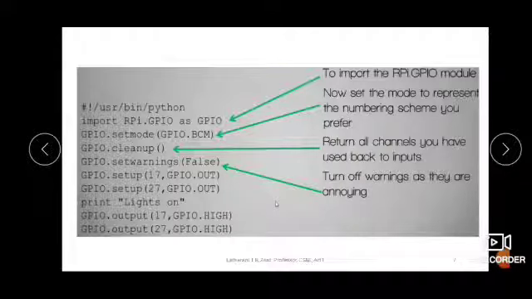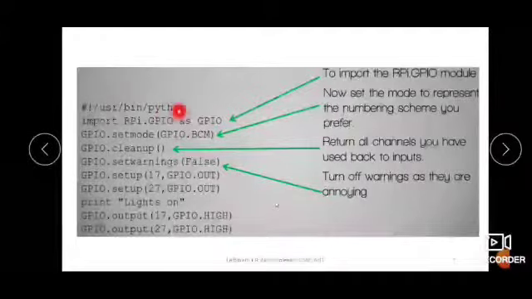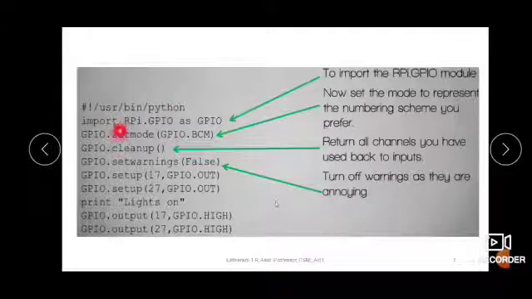Now let us see how you can write the program for making the LED glow. Here this is, as usual, our interpreter line. Then we are importing RPi, RPi is Raspberry Pi, .GPIO as GPIO. So this is represented by this name GPIO. Instead of writing RPi.GPIO, we can simply write GPIO. This line is for importing the GPIO module of Raspberry Pi.